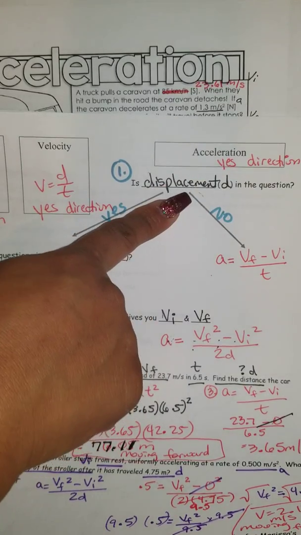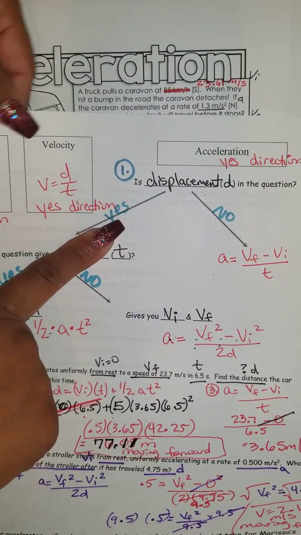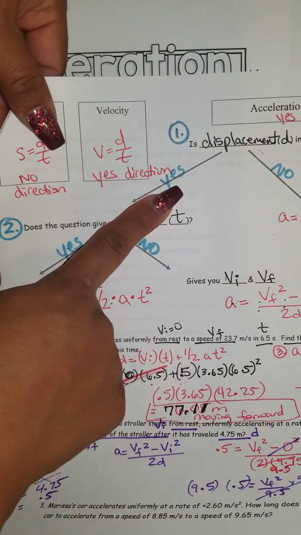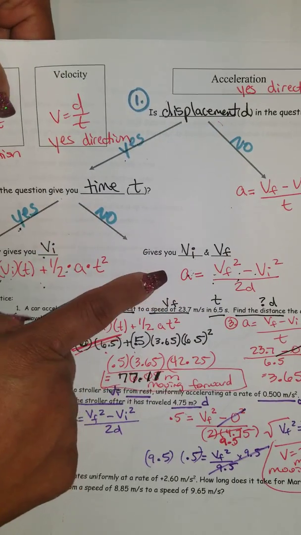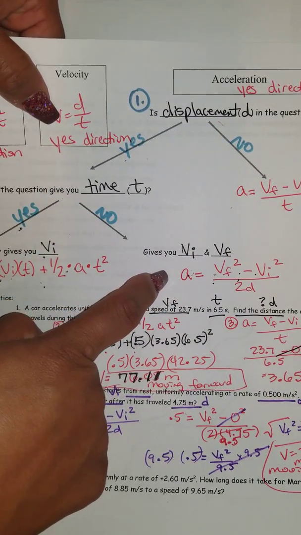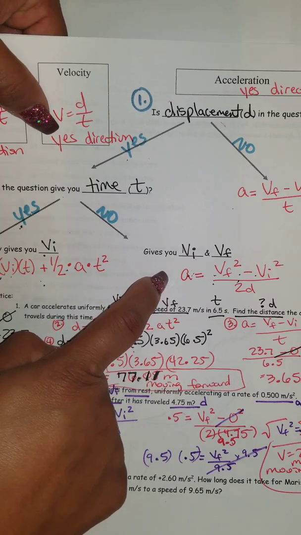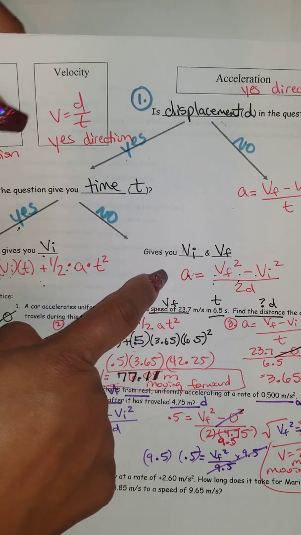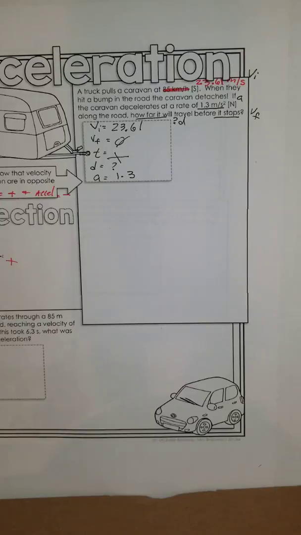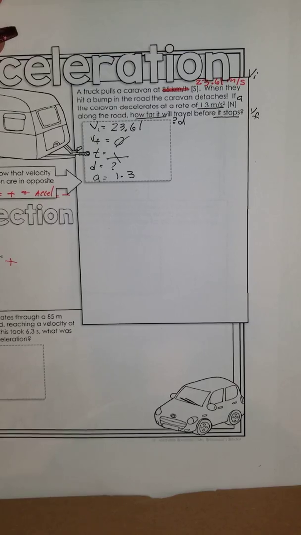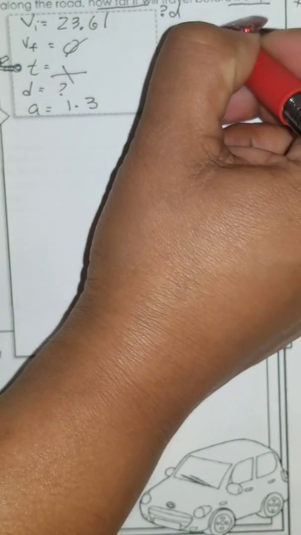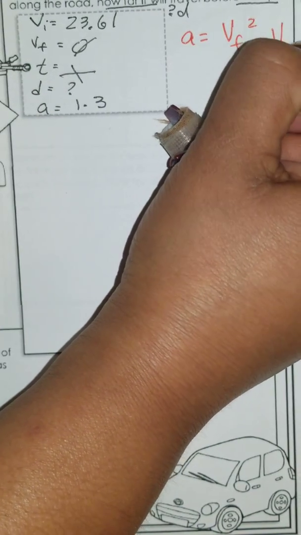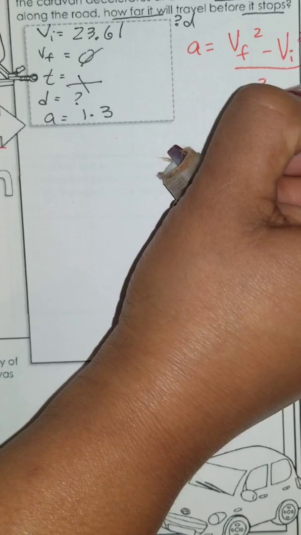They would like to know, was displacement ever used or talked about? Yes, that's the variable I'm looking for. Now they want to know, was time ever discussed or given to it? Nope, sure was not. This is the equation they would prefer us to use. Okay, so we could use that equation there. That's the route it gave me. Let me write that in. The equation is A equals VF squared minus VI squared over 2D.